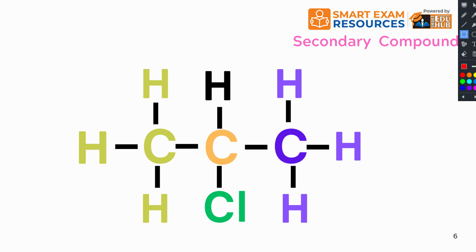Look at this example here. The OH has been substituted by the Cl. Therefore, it is a halogenoalkane. And our focus is going to be on this carbon atom because this is the carbon atom that is bonded to the functional group, which in this case is Cl.